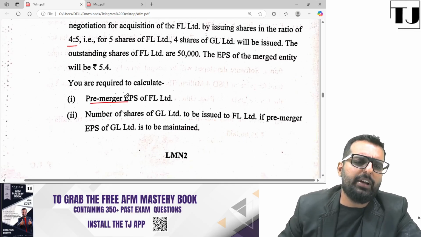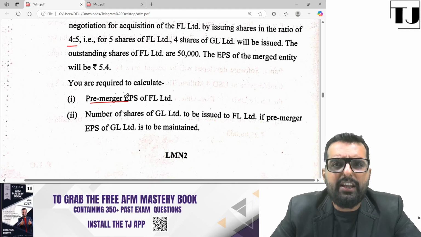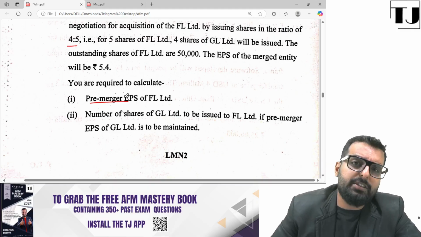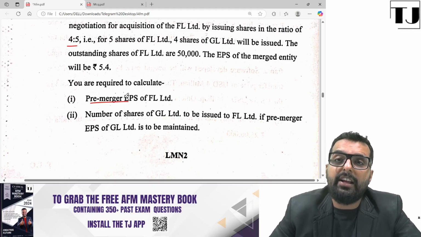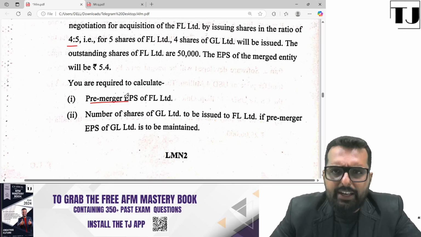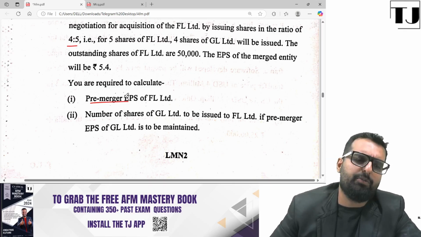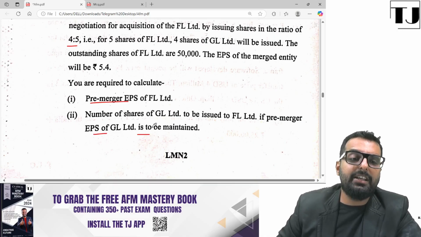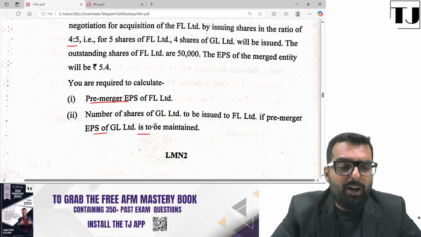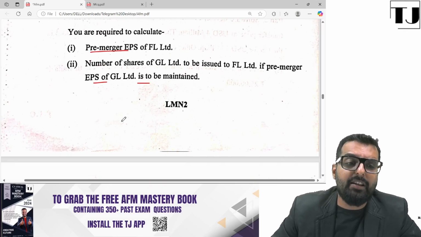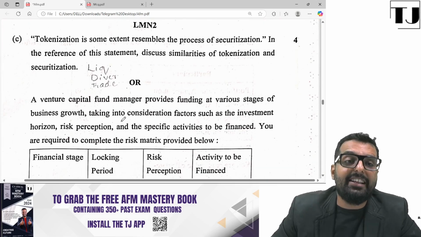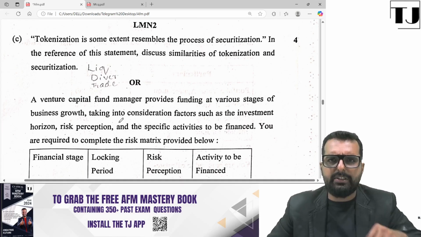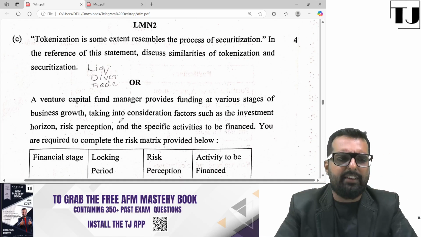They want you to find out pre-merger EPS. It's a very, very easy question on mergers and acquisition. How do you find out pre-merger EPS? It is the earnings before merger divided by number of shares before merger. All right. Number of shares to be issued if pre-merger EPS is to be maintained. Friend, tell me, how do you maintain the pre-merger EPS? If the exchange ratio is in the ratio of EPS, your pre-merger and post-merger EPS will remain the same.